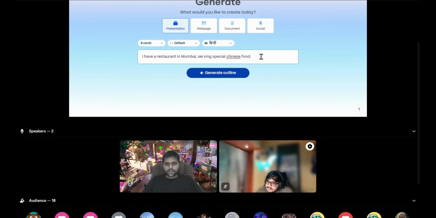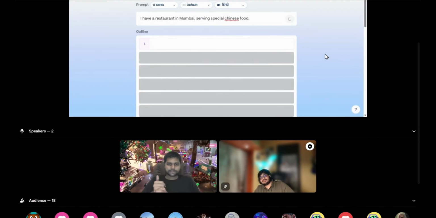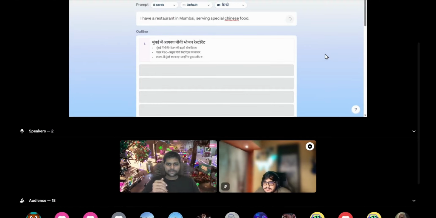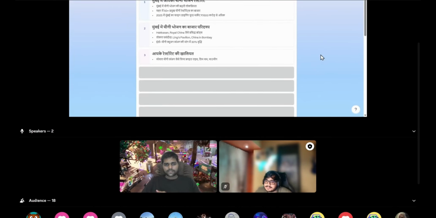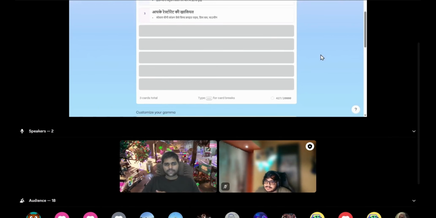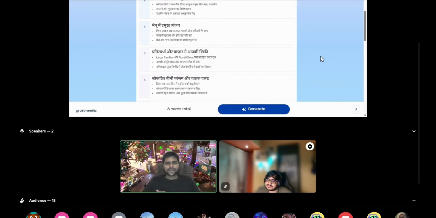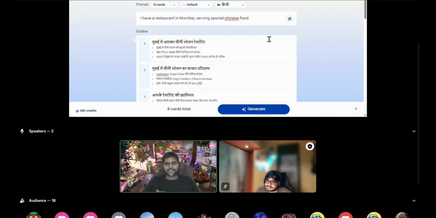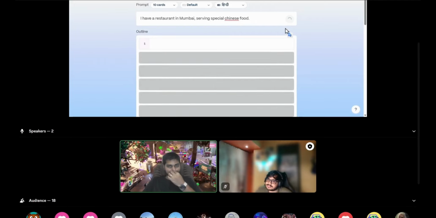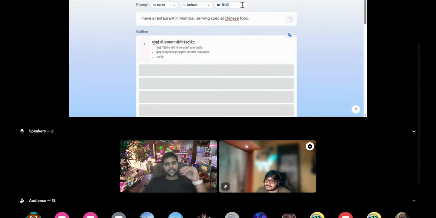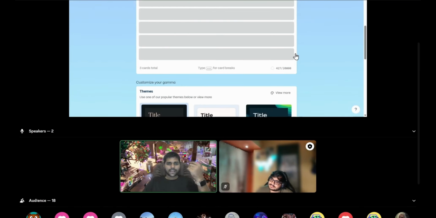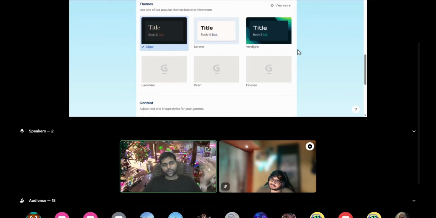Let's not write anything. Let's just ask it to generate an outline. The best part here is that I can generate around 10 cards for free. If I have to redo the outline, I can do it in any language, not just English or the common ones, but in any language. And I can personalize that completely. This is all possible for free.